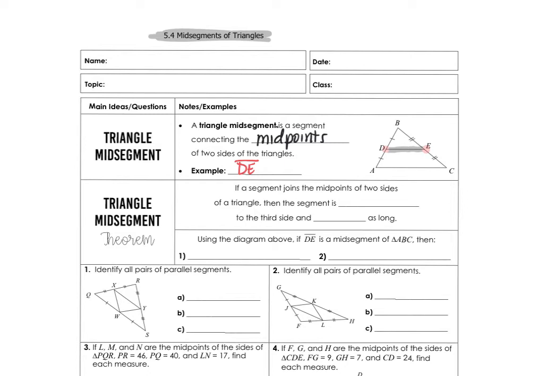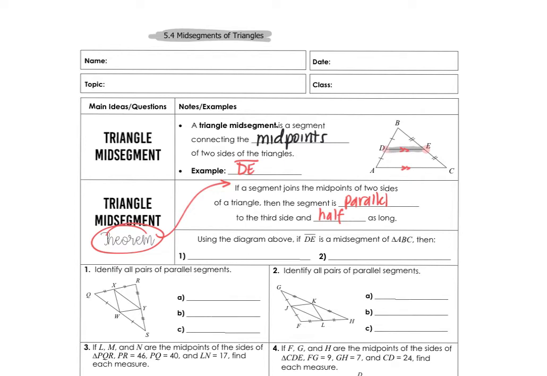If a segment joins the midpoints of two sides of a triangle, so a little theorem here, then the segment is parallel to the third side and half as long. So DE is parallel to AC, and DE is half as long as AC. So if DE measures 4 units, AC is 8 units.